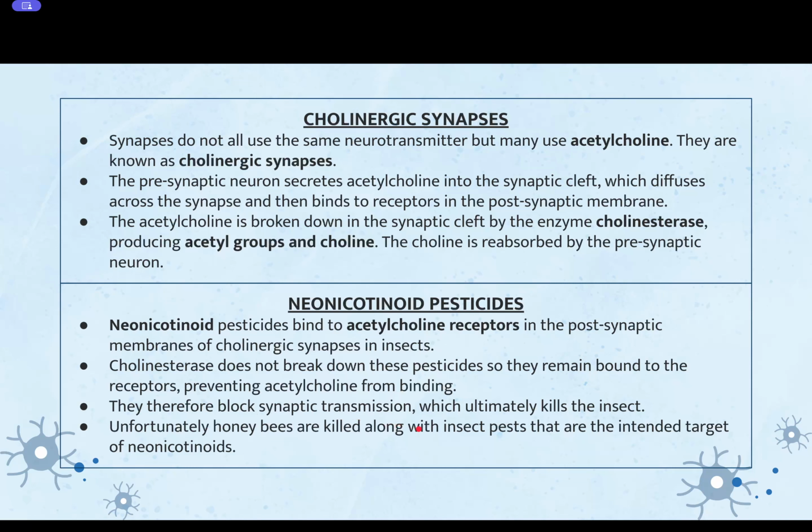But the unfortunate circumstance of this is that other organisms are also affected, not humans, but other insects or other organisms, because of its action on acetylcholine receptors. Unfortunately, honeybees, which are really good pollinators, are also killed, and they're not the intended target. So that's the negative of neonicotinoid pesticides.